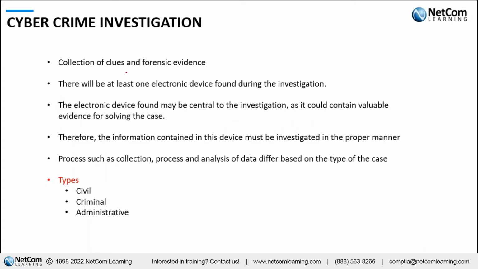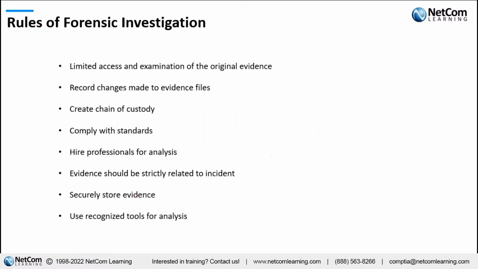Now, what is investigation? Here it is collection of clues and forensic evidence. So there'll be at least one electronic device found during the investigation. The device found may be central to the investigation, as it could contain valuable evidence for solving the case. Therefore, the information contained in this device must be investigated in a proper manner. So you get only one chance. Processes such as collection, processing, and analysis of data differ based on the type of case. So different types of cases could be there: civil case, criminal case, or administrative cases.